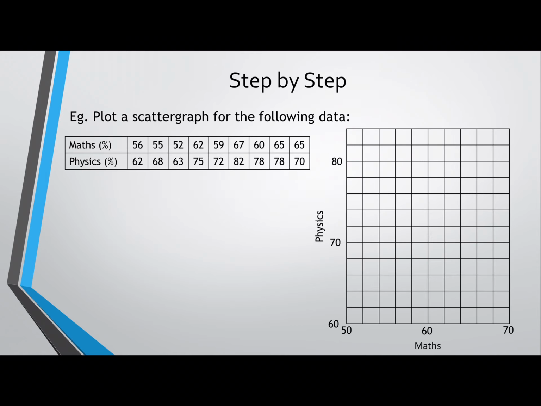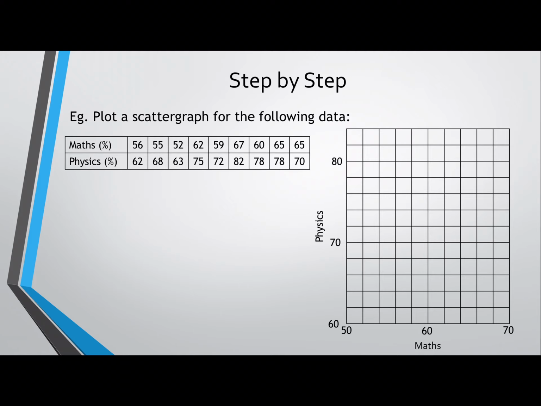So let's see what we're doing. So step by step, making a scatter graph. So here we've got two sets of information. So we've got maths scores and physics scores, and we're going to plot them on our scatter graph. So for the first one, we've got a maths score of 56 and a physics score of 62.